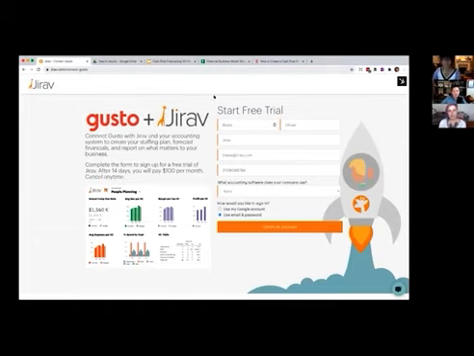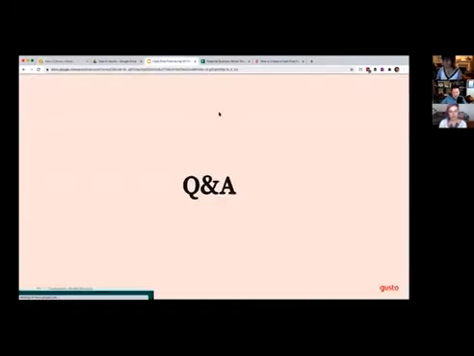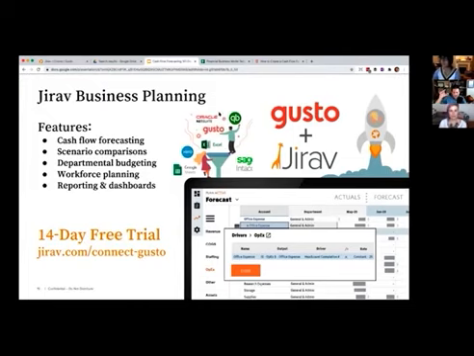And the best part is that you can then roll forward your model. So you import your actuals every month, update that, compare how you did to how you planned, and then reforecast into the future because it's never exactly what you thought.